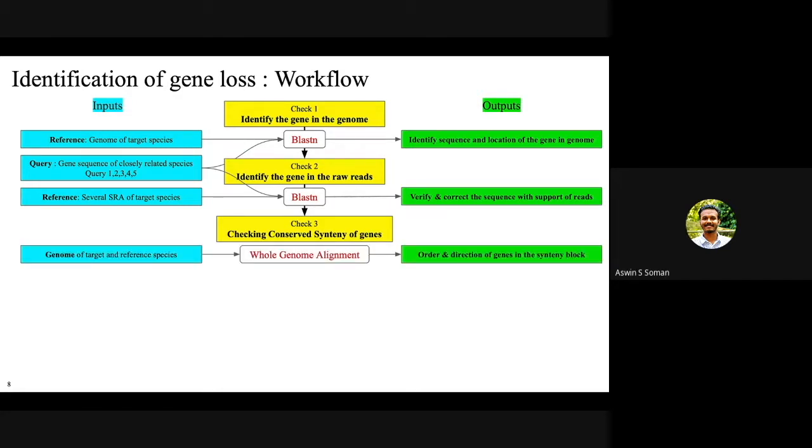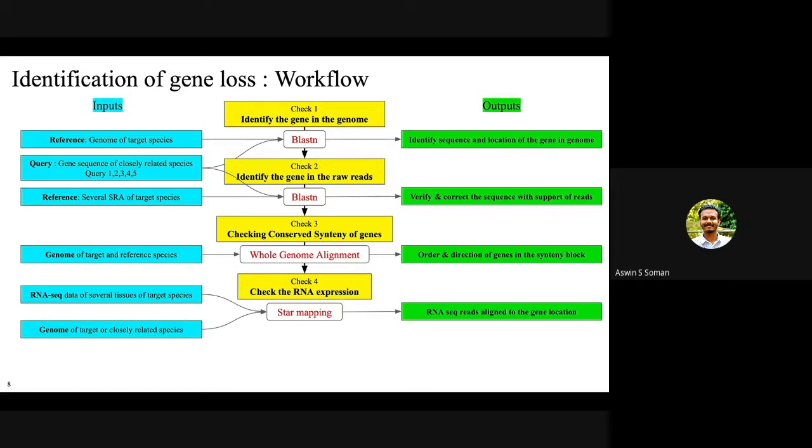Now, to ensure the gene is lost, next we check whether it is expressed in any tissues, and finally we look at the phylogeny, whether these detected gene loss events are shared between closely related species, which would further provide confidence in these loss events.